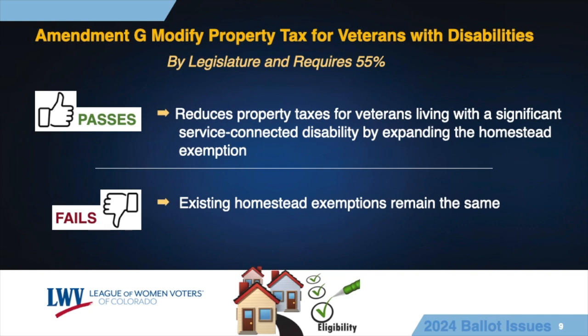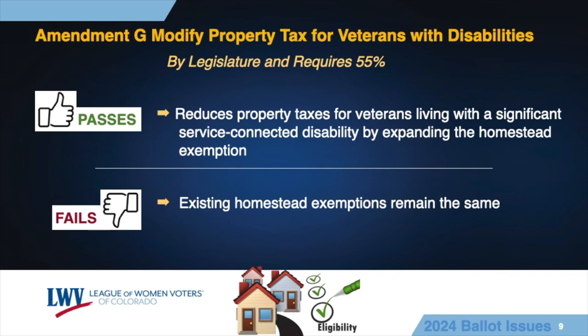Amendment G modifies property tax exemption for veterans with disabilities, placed on the ballot by the legislature, passes with 55% of the vote. What if it passes? It expands the number of veterans living with a disability who could qualify for a property tax exemption for a portion of the value of their primary residence. It expands to include veterans with a significant service-connected disability that makes them unable to work, what the VA classifies as having an individual unemployability status.